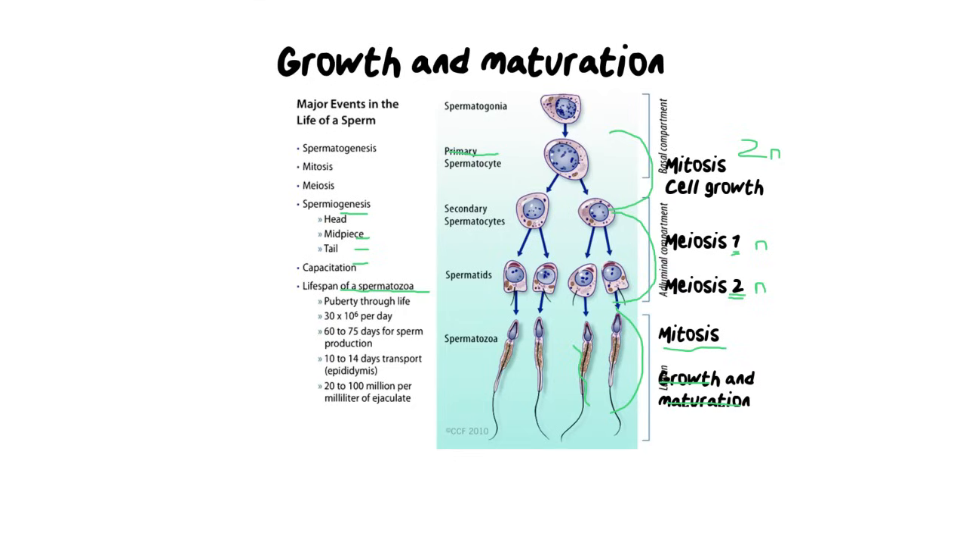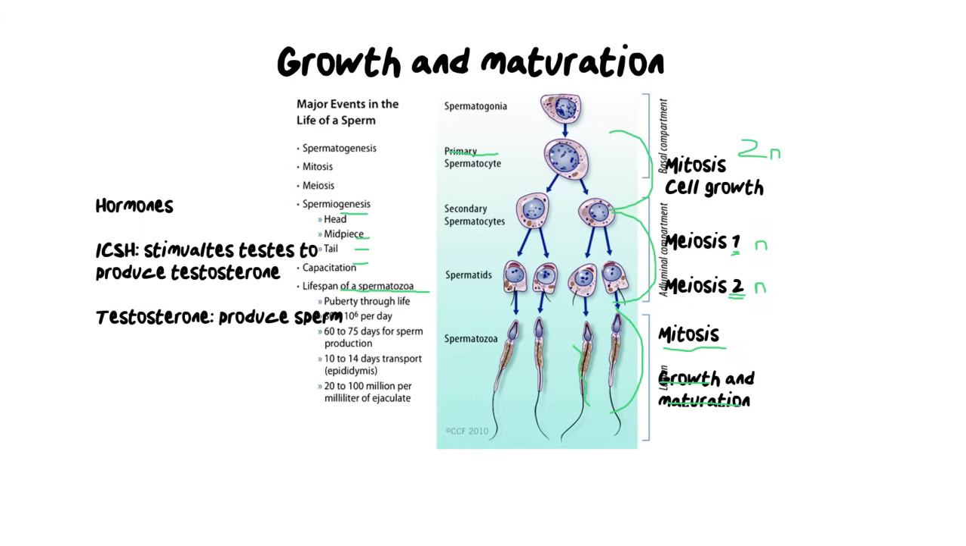Now, what governs this entire growth and maturation process? Well, that is hormones. And these hormones are secreted just before and during puberty. And that's when spermatogenesis actually begins in males.